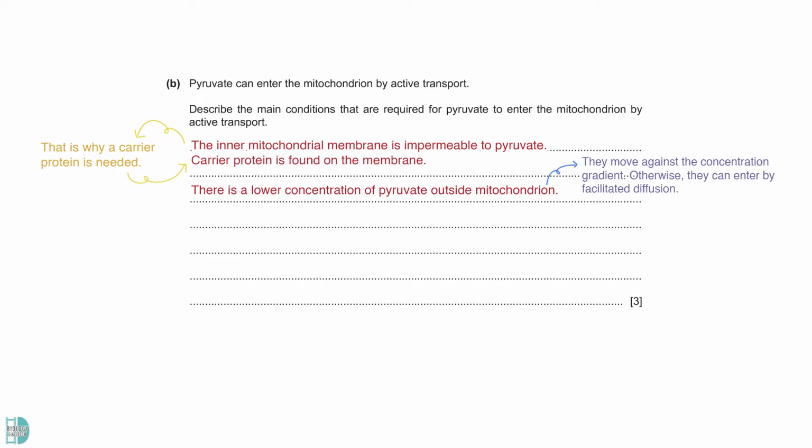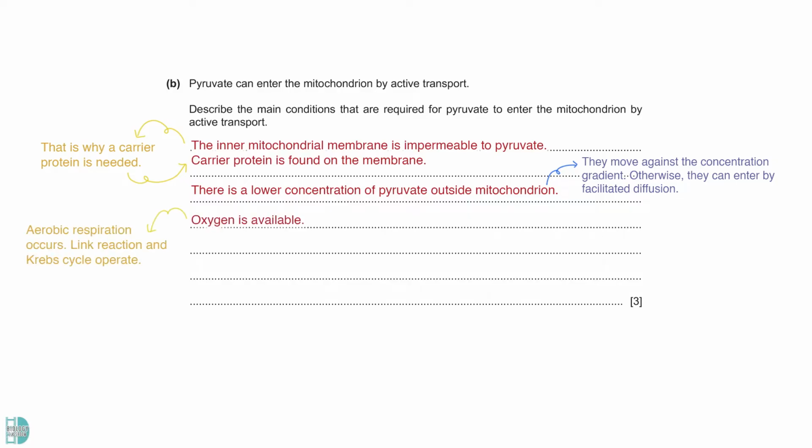Active transport is used to move a substance against its concentration gradient. There is a lower concentration of pyruvate outside the mitochondria, which leads to the need for active transport. Otherwise, they can enter by facilitated diffusion.